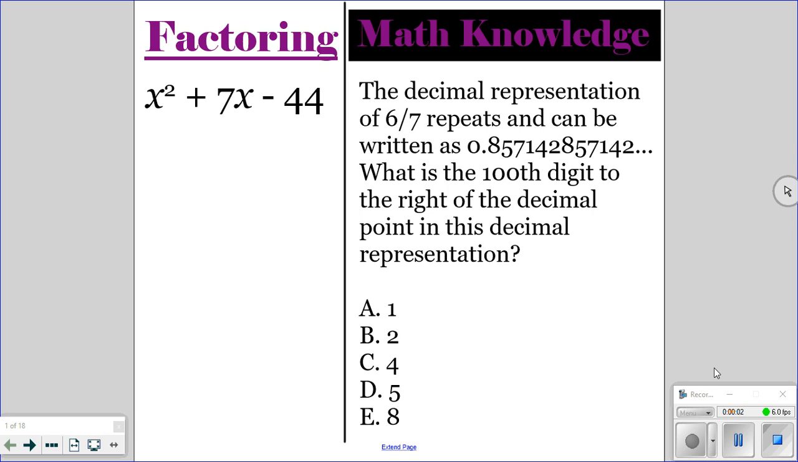Alright, so y'all go ahead and do the factoring and the math knowledge question for today. Pause the video, and once everyone is finished, you can unpause the video and I'll go over the correct answers. For the factoring, you should have x plus 11 times x minus 4.